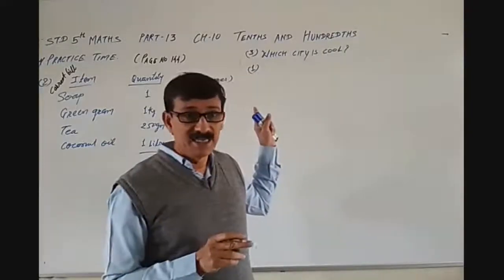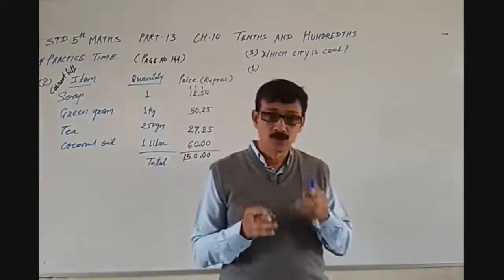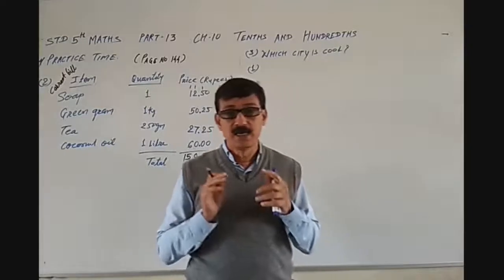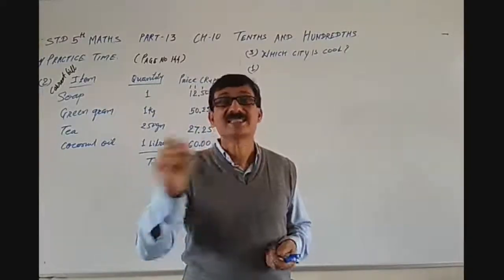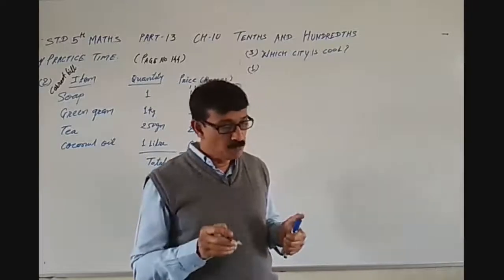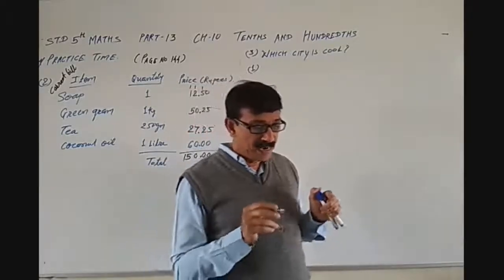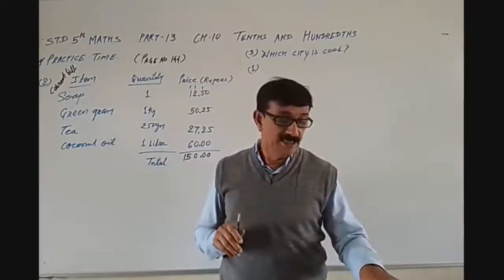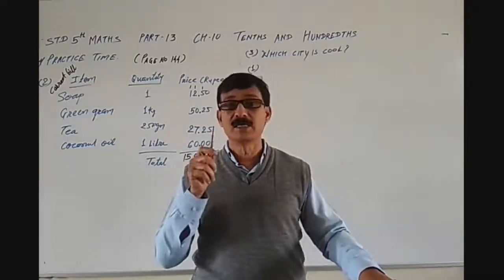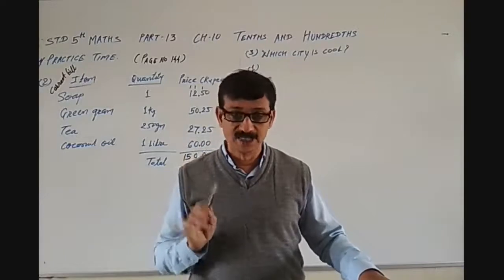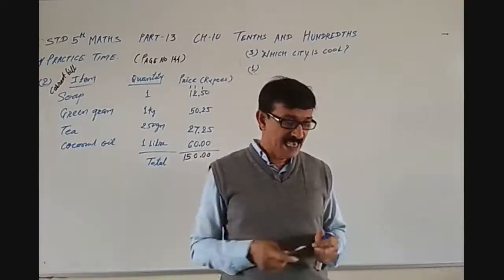I will not write that answer, I am just telling you. You can see in your textbook, and whatever I am speaking, you should write as the answer. So the answer should be: Mumbai had the highest temperature at 3 p.m. and Srinagar is the coolest at that time. That should be the answer. Now the second question.